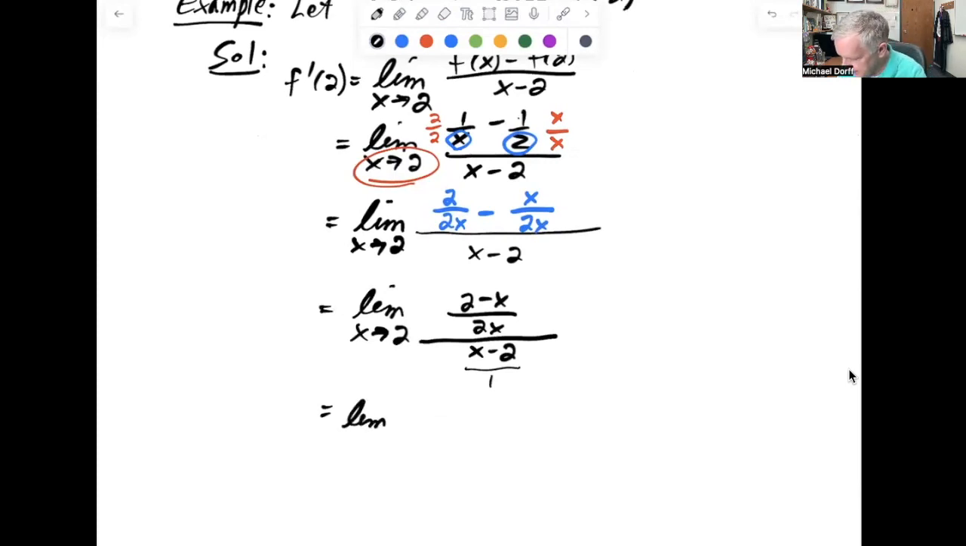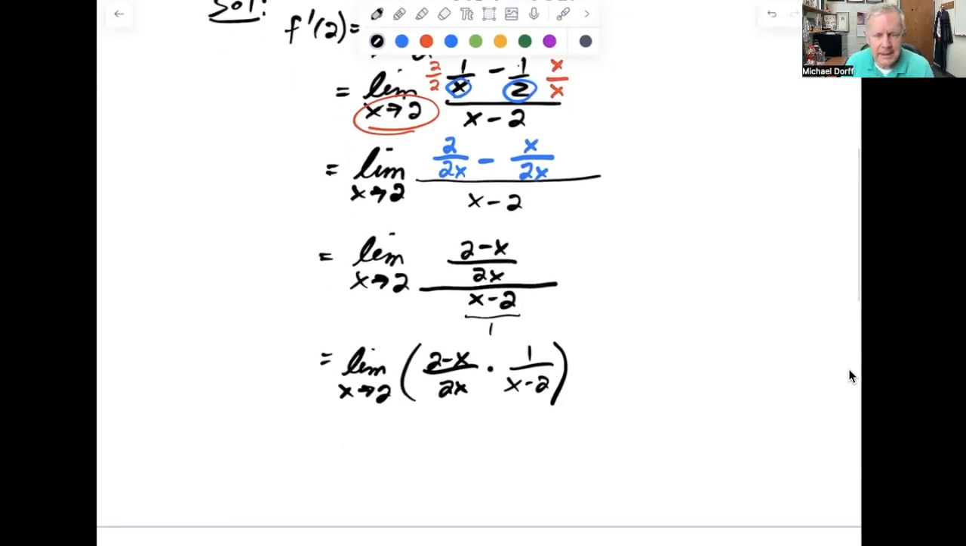So let's do that. I have x minus 2 here. Then I've got the first fraction, the top fraction, 2 minus x over 2x. Now I'm going to multiply by the reciprocal of the denominator fraction, which is x minus 2 all over 1. If I take the reciprocal of that, that's 1 over x minus 2, and I have this.